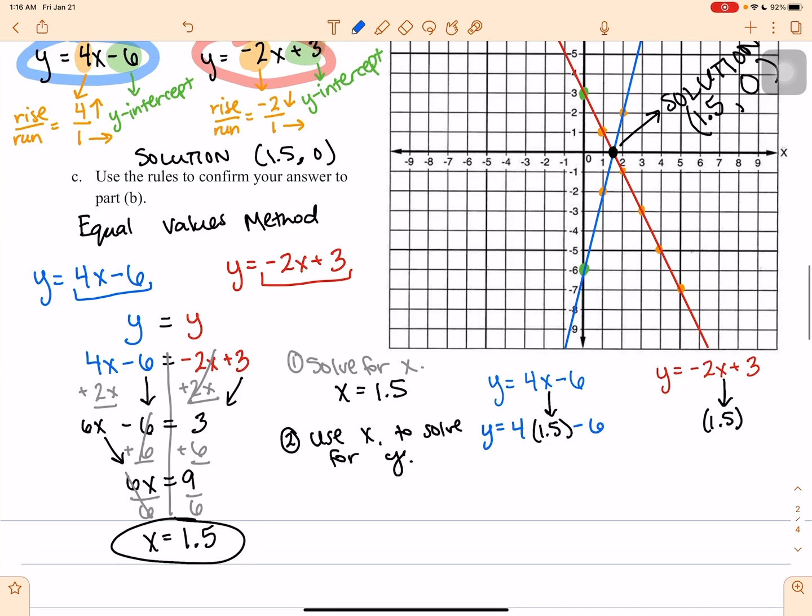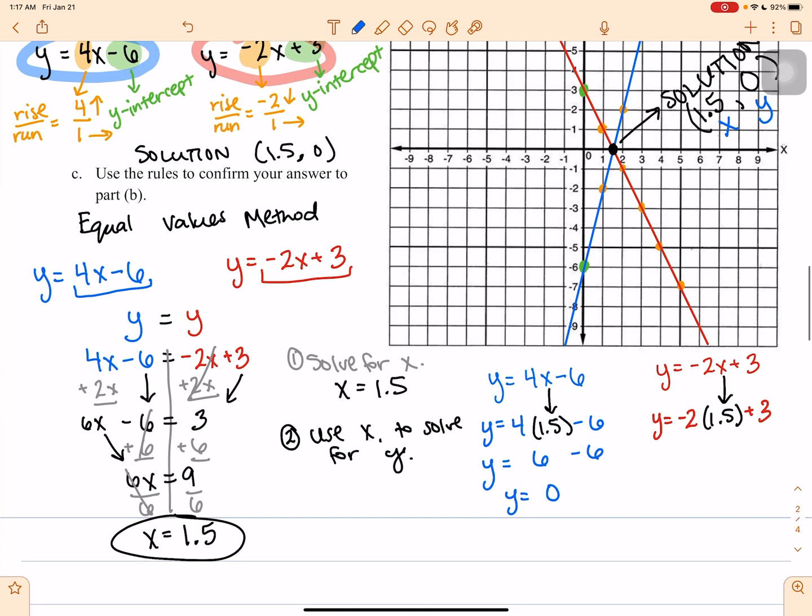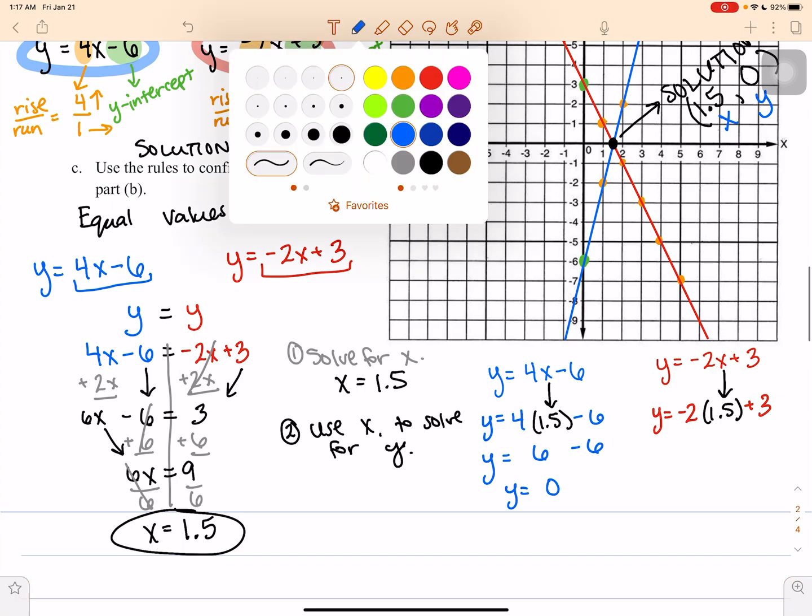Our graph said our solution is 1.5 comma 0, and this is x comma y. So I should get 0 for each of these. So that'll be a good check to see if we were able to accurately state the point on the graph. So 4 times 1.5 is 6. 6 minus 6 is indeed 0. Perfect. Okay, so that one was good. So now let's check the red one.